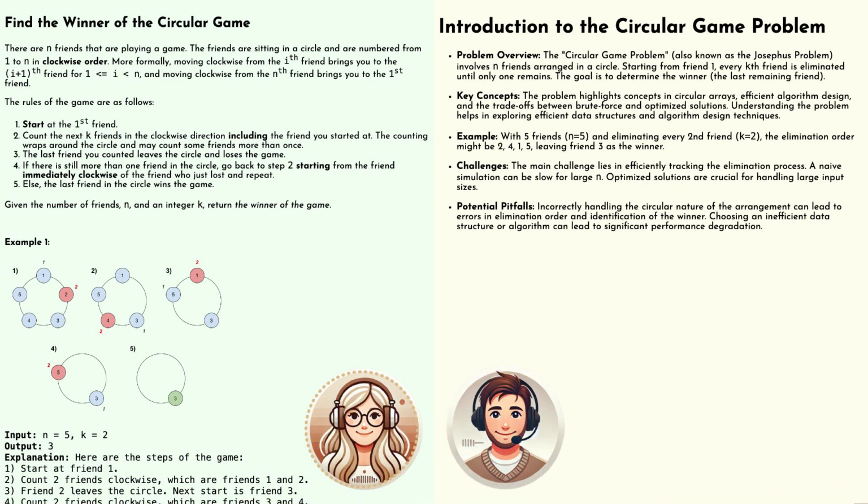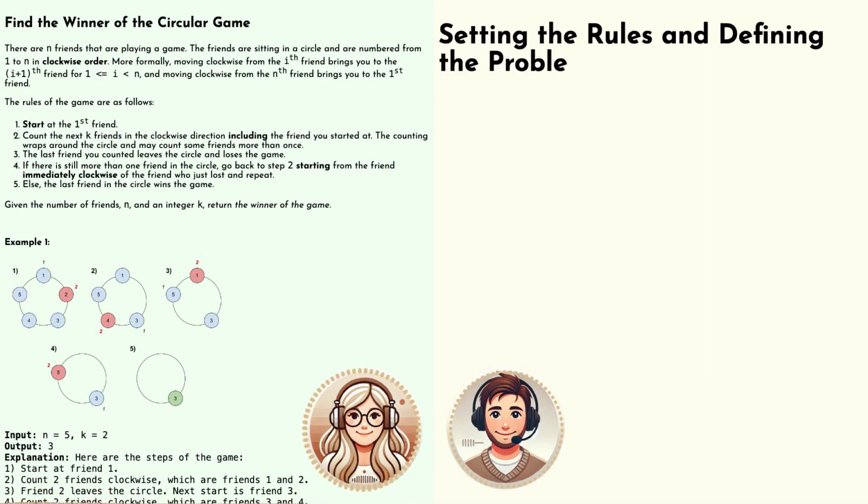The challenge is, given the number of friends in the circle N and the elimination step K, can we predict who the winner will be? And that's where the whole algorithmic thinking comes in. We need a way to model this elimination process efficiently.